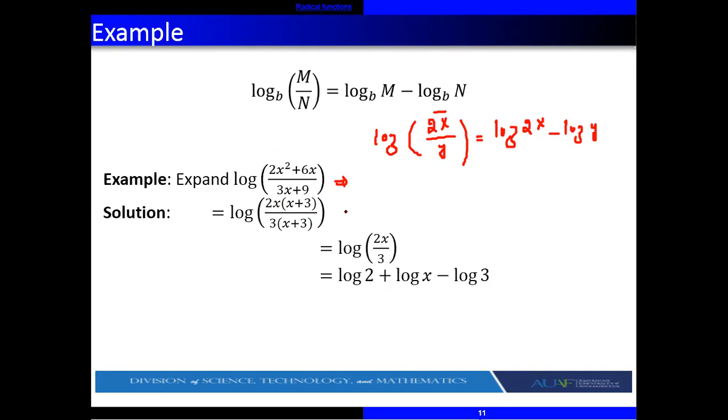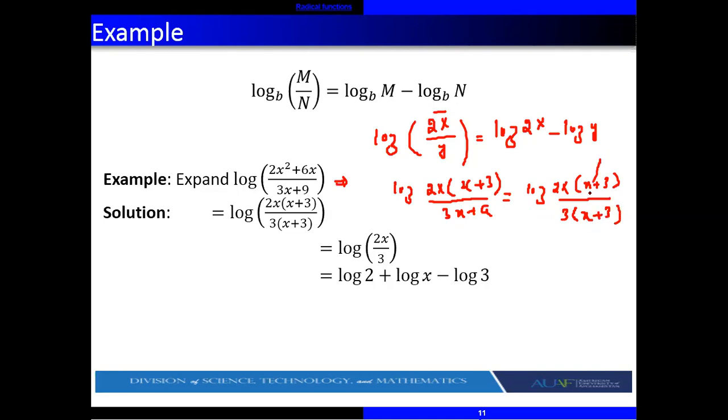First of all, I want to factorize if possible. We can write log of 2x square plus 6x; if we take 2x common from the numerator, we have only x plus 3, divided by 3x plus 9. So we can write log of 2x times x plus 3, divided by 3x plus 9. We can take 3 common from the denominator, giving 3 times x plus 3. So x plus 3 cancels with x plus 3.